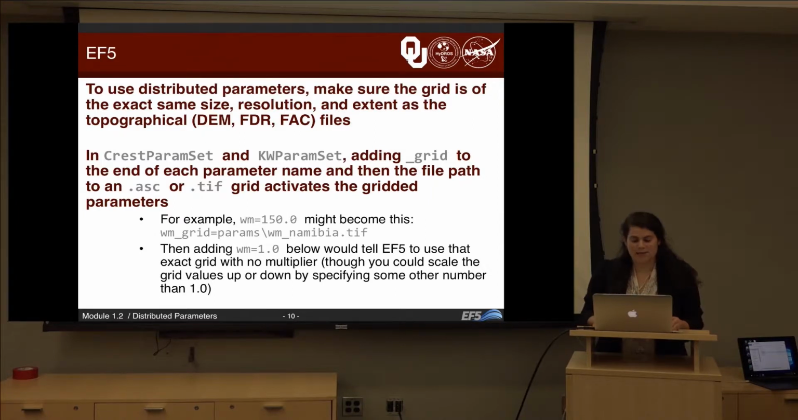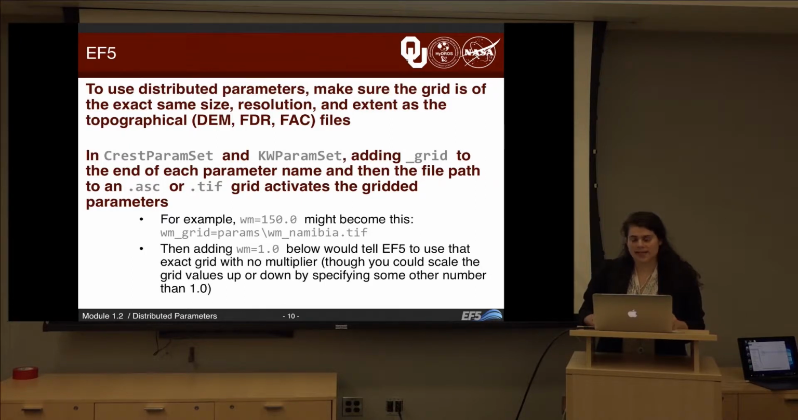So for example, we have a parameter called WM in your control file. So if you put WM is equal to 150.0, it might become this instead. You would write out WM_grid equals, and then you would put the path to the distributed parameter grid that you have. In addition, you could leave the WM parameter, and then that's the multiplier that we talked about previously. We would say WM is equal to 1.0.